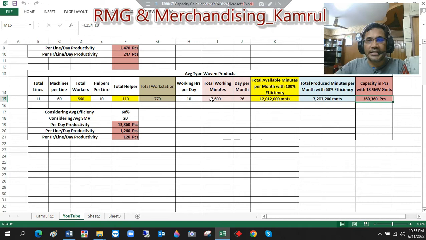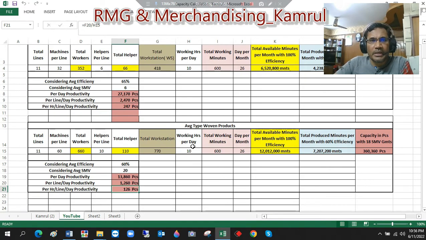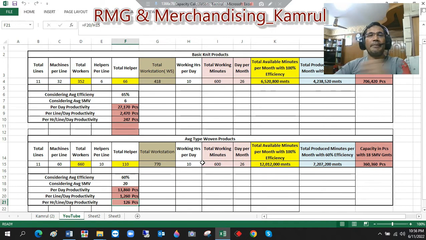So this factory, using 11 lines, can do production of 360 pieces per month, and per day productivity is 13,000. How is it done? The total quantity is divided by 26, so per day productivity is found. Now this is total factory production per day; same way per line productivity, same way per hour productivity. You can also calculate these for oven. Whether it is an oven factory or a knit factory, the parameters are the same. It does not matter, the main formula and main thing is the same.